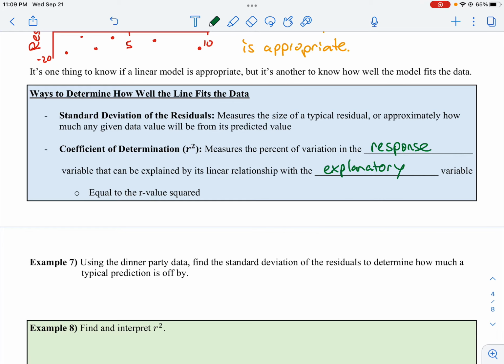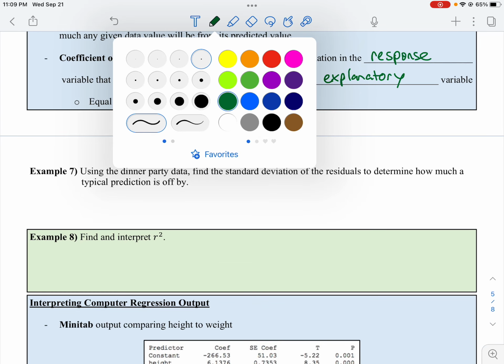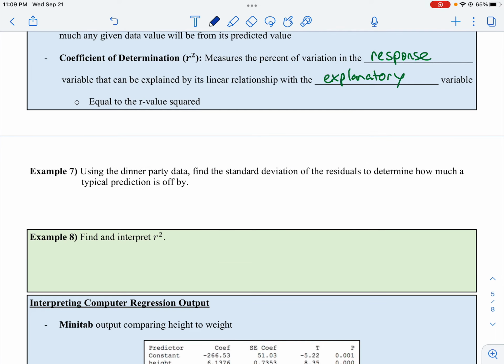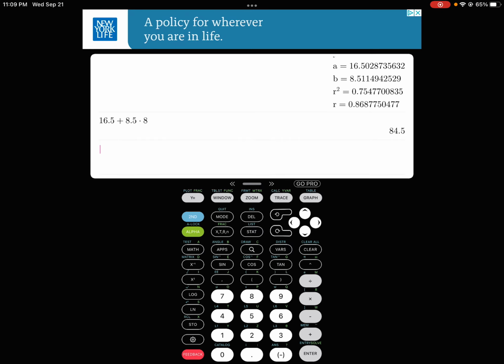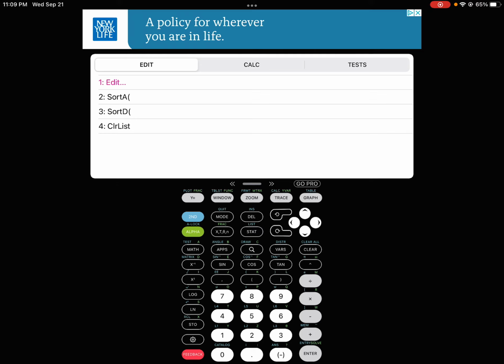Okay? So, as a quick calculation here, using the dinner party data, find the standard deviation of the residuals to determine how much a typical prediction is off by. Okay, so when I go to my calculator, what I'm going to do is edit.